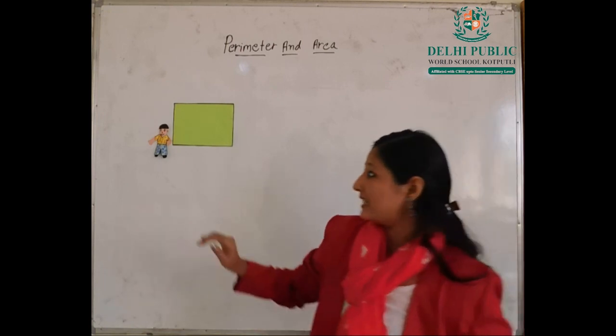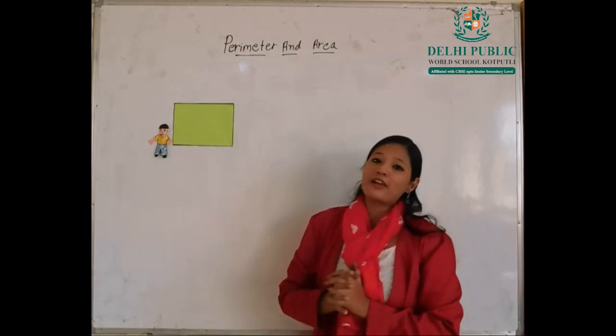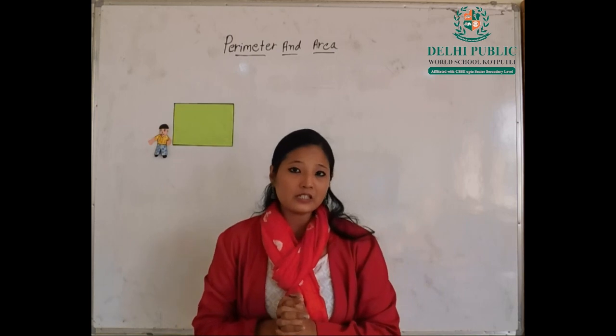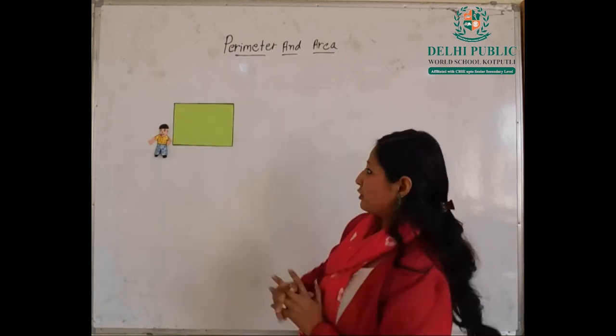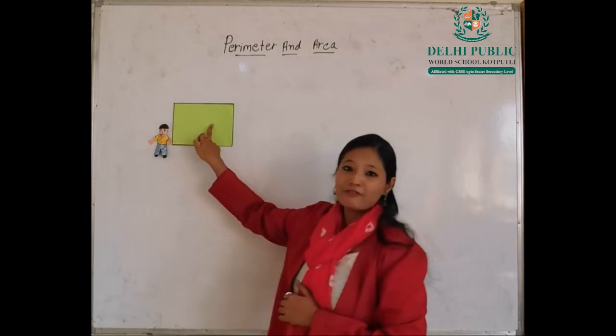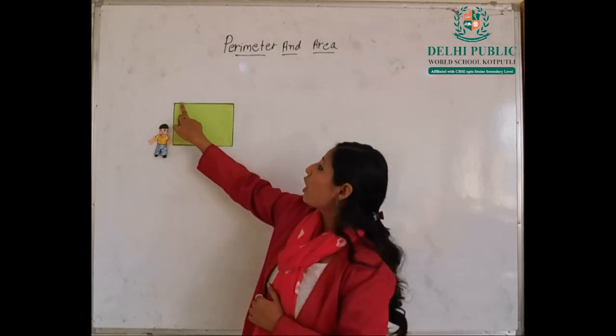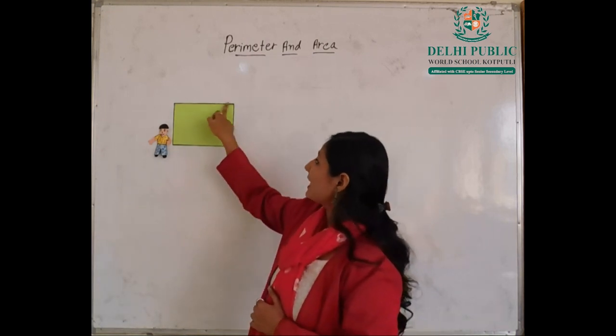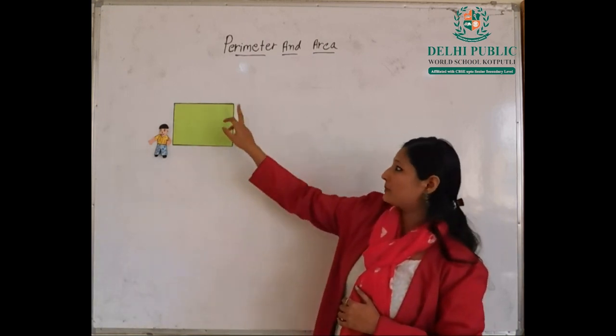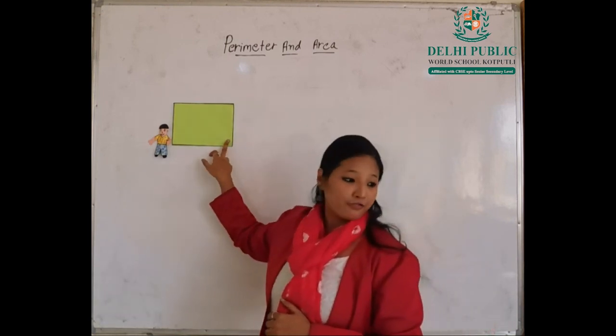Raghu can fence his field to stop animals from eating his crops. So where should I put the fence? Should I put the fence in between the field or should I put the fence on the edges of the field? So we will put the fence on the edges of the field so that animals cannot come inside the field.